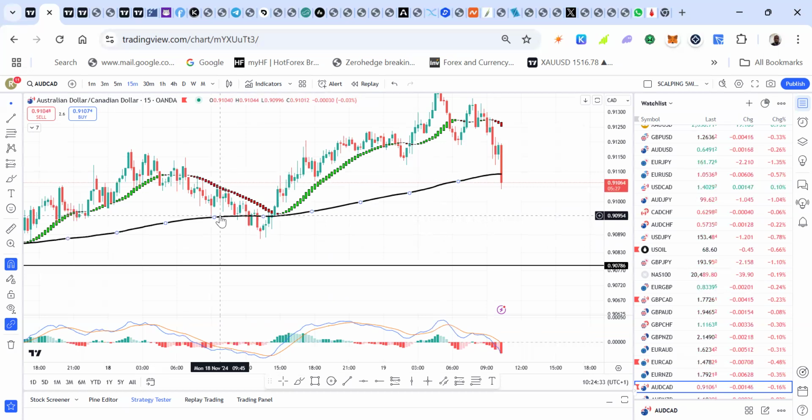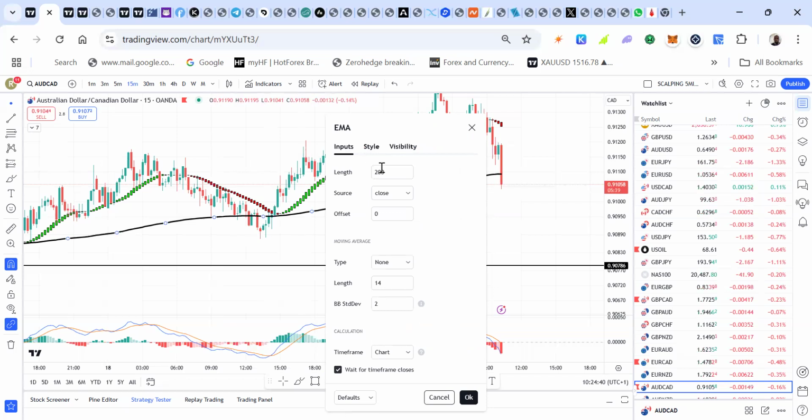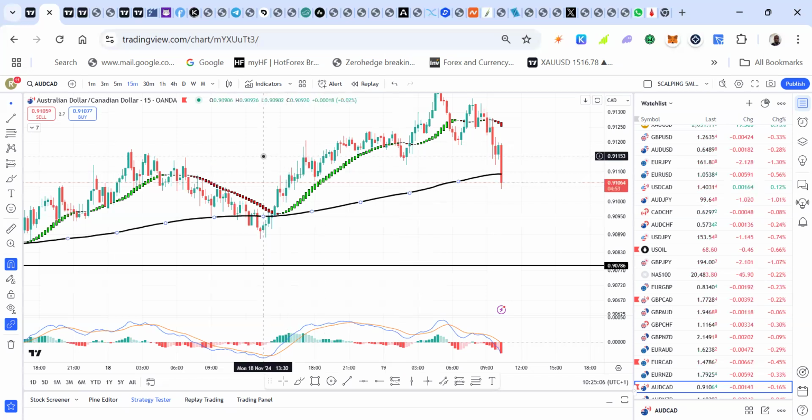When you come to your chart, you have to change the parameters. By default, when you click on moving averages, it will show you 9. So you'll be changing this to 200. The period is 200, okay? Style is the color you want. Here I'm using black. You can use any color. It's not that you must use black. At the end of the day, you just come here and click OK. So that's number 2.